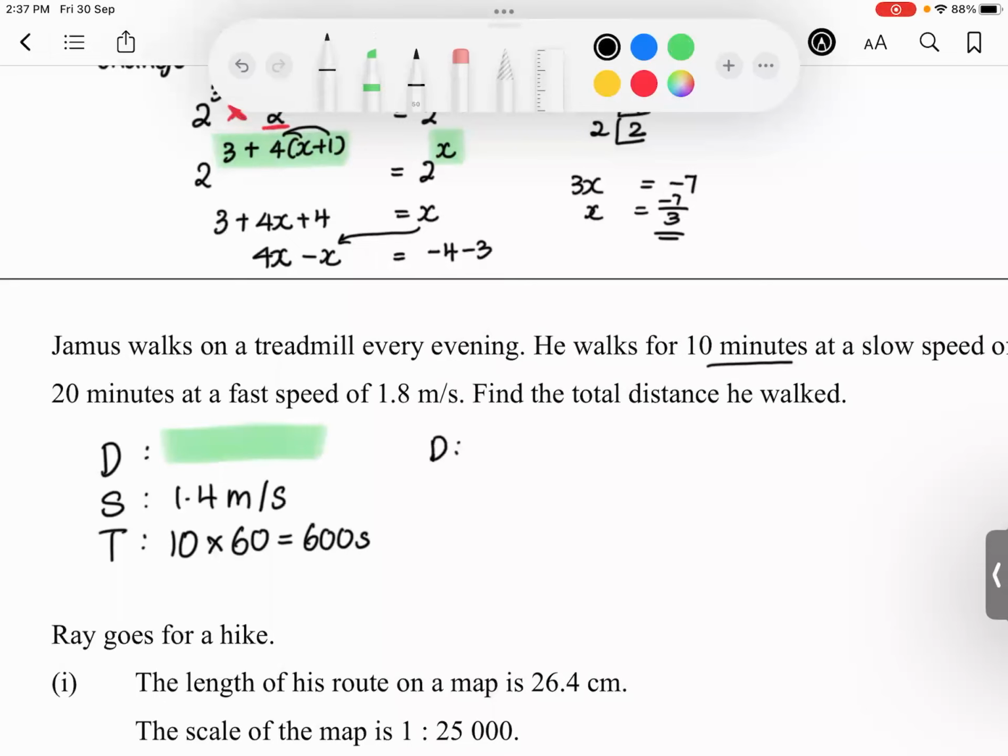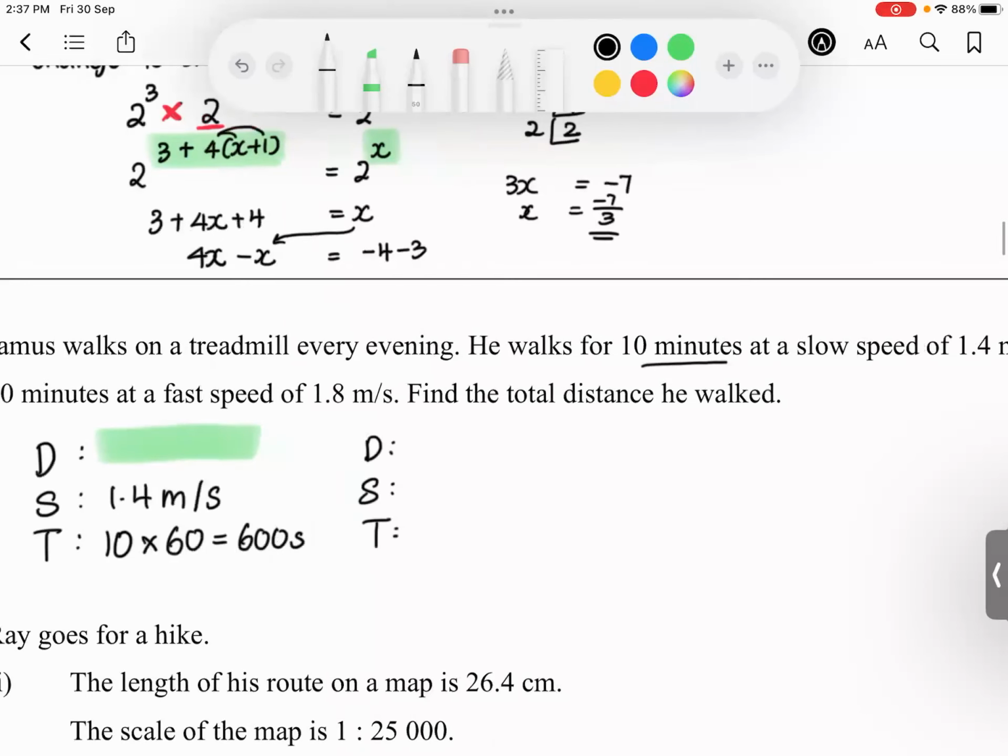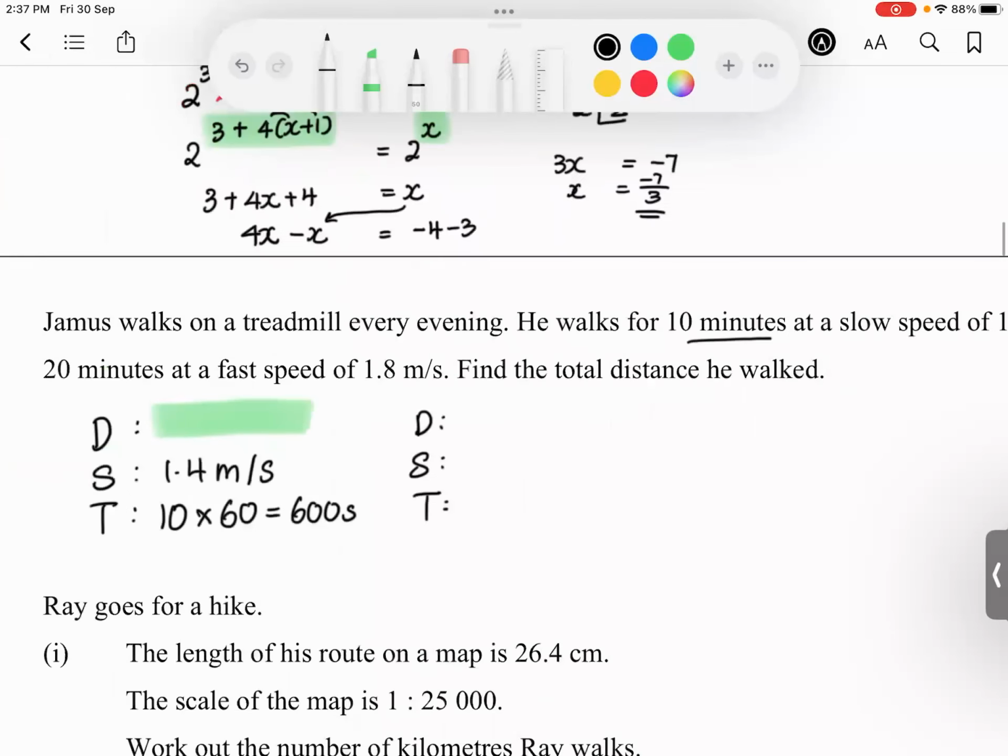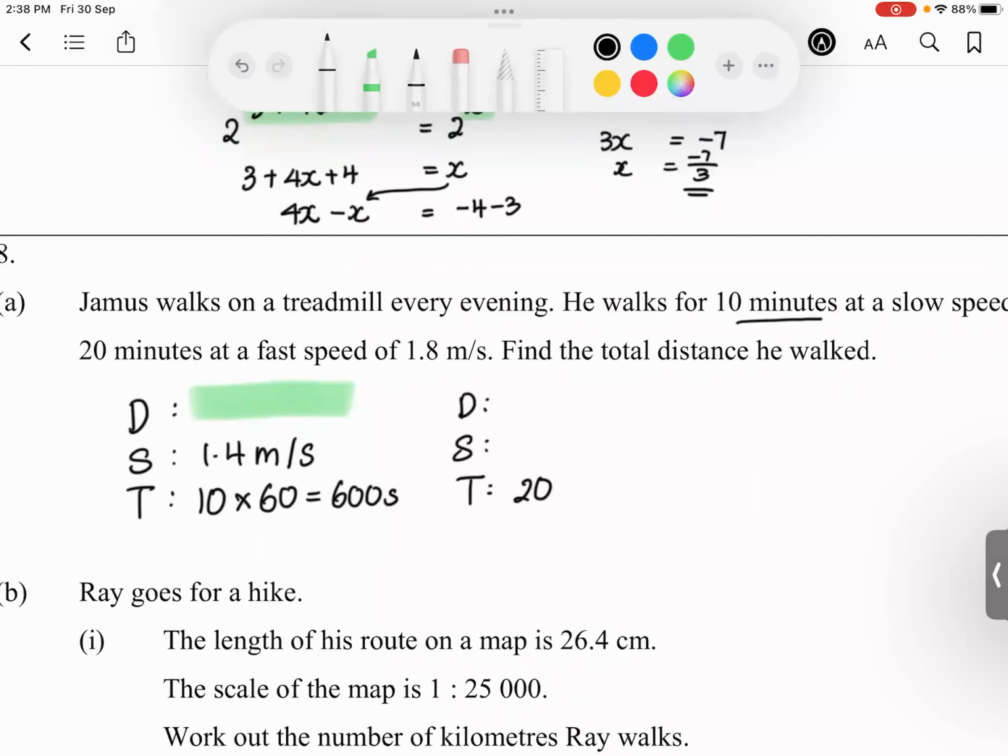The second portion, DST again. The question says 20 minutes at a fast speed. Again, 20 is in minutes but my speed is in meters per second, so I multiply by 60 seconds. So 1200 seconds, and the speed is 1.8 meters per second. I can calculate the distance, then find the total distance that he has walked.